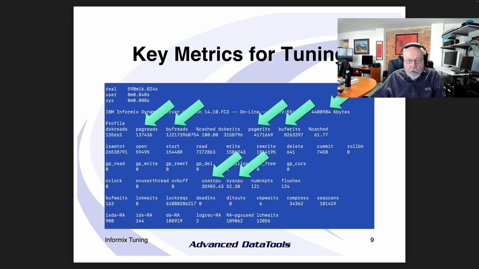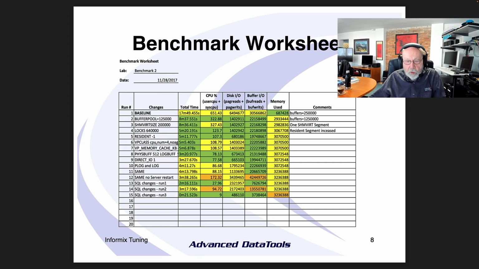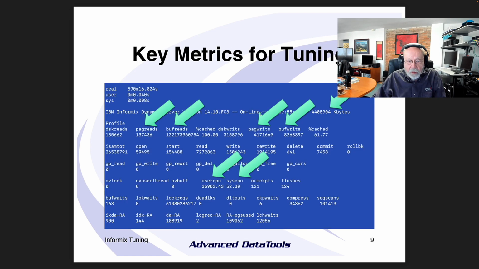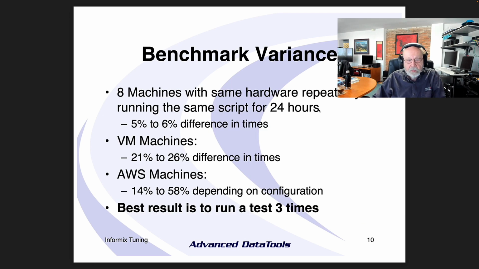Now, where do you get this data from? Onstat -p. Page reads and buffer reads, which is what I track right here. Disk I/O is page reads. Buffer reads is that. Are right there on onstat -p. Your CPU time is right there and very easy to identify, and the amount of memory used is right there.